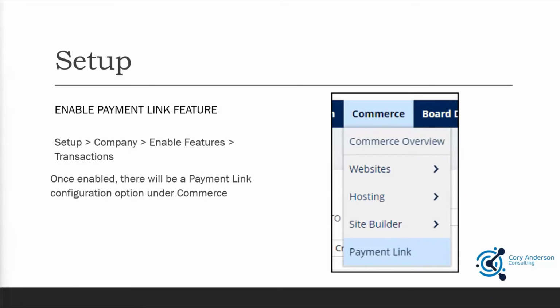So first of all, enable the payment link feature. You'll go to Setup, Company, Enable Features, and then Transactions. Once enabled, there will be a payment link configuration option under Commerce. I'll go into NetSuite here and show where these things are after I go through another setup or two here.